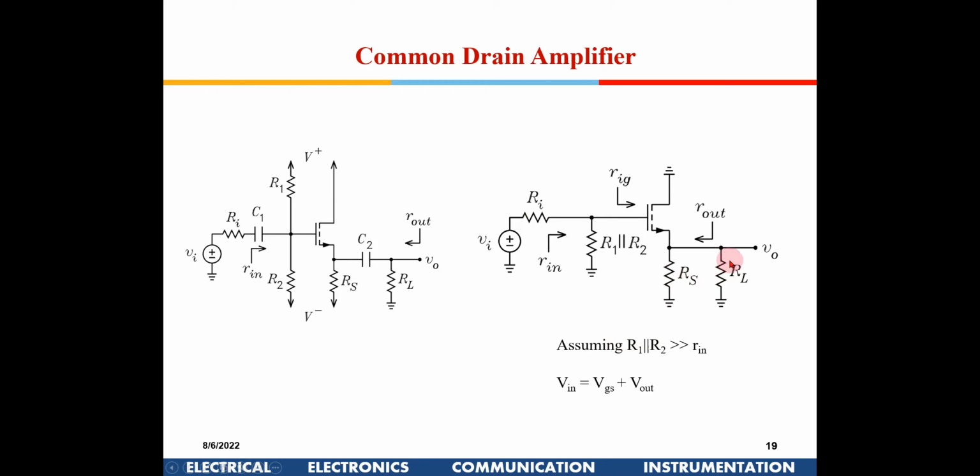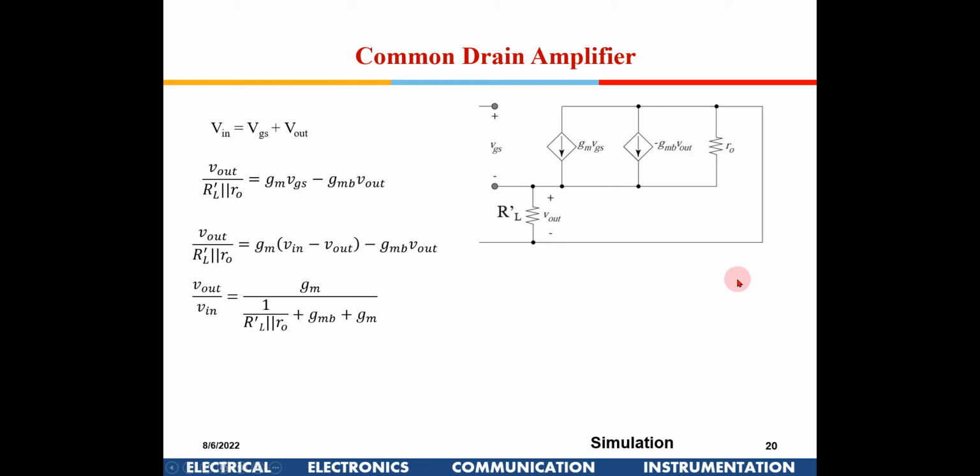RS is the biasing resistance which we put, RL is the load resistance which we put. So RL parallel to R0, this should have been RL dash parallel to R0, right? So that is one current, and that is the sum of these two currents also, GM VGS minus GMB V out. If you try to find out the gain by doing a manipulation out here, you get it in this form. This is a simple KCL equation.